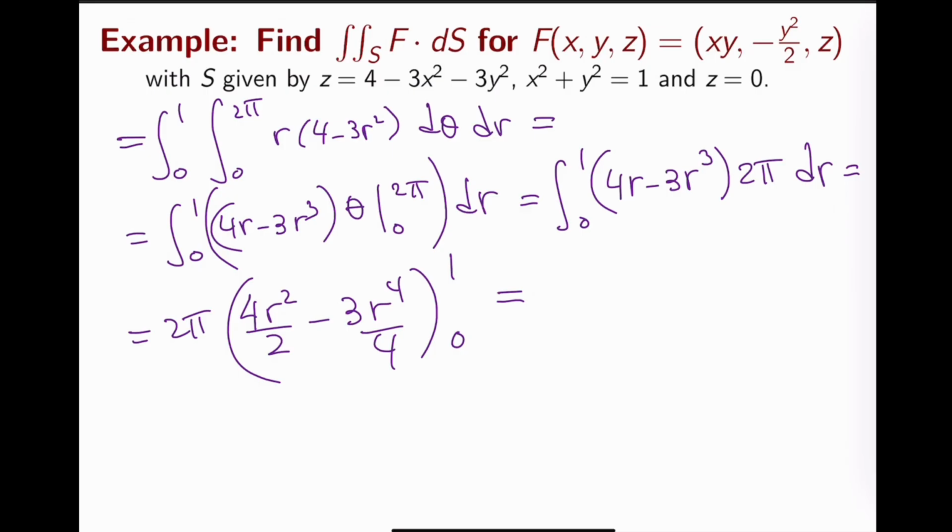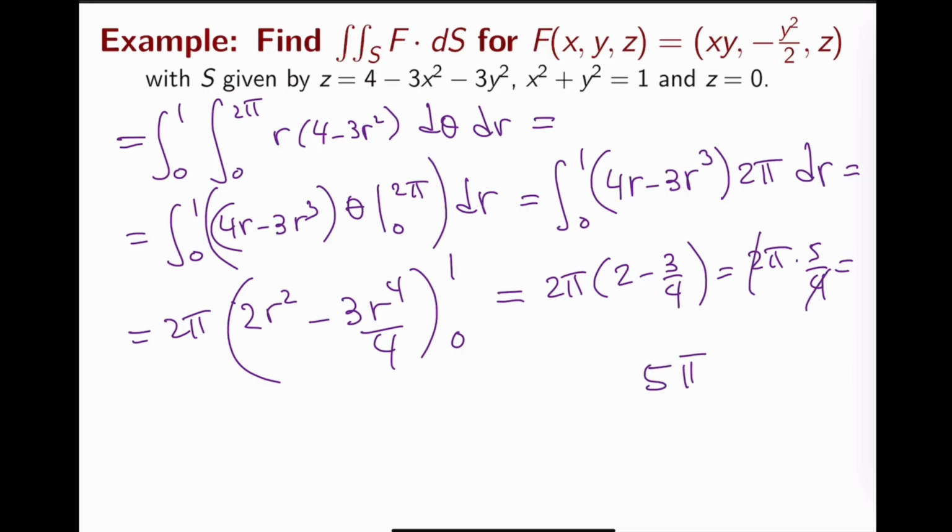So let's evaluate at 1. First, 4 over 2 here is just 2. Evaluated at 1 will be 2 minus 3 fourths, minus 0. And so 2 minus 3 fourths is 5 fourths. So the final answer is 5 pi over 2. This is the value of the surface integral, without using any of the methods of calculation of the surface integral directly, but using the divergence theorem instead.